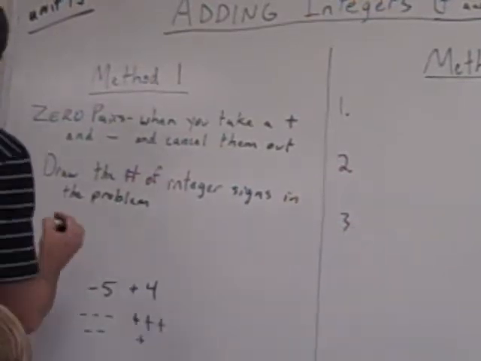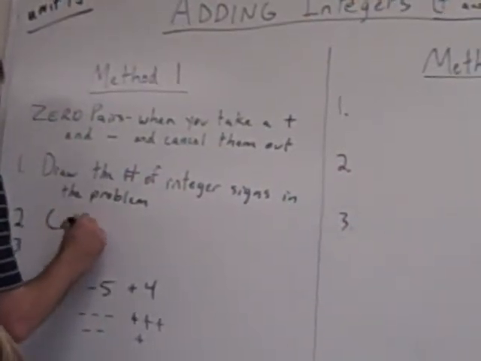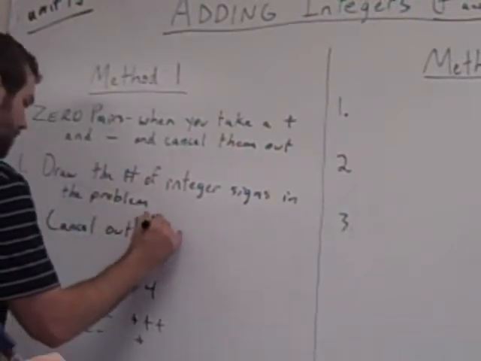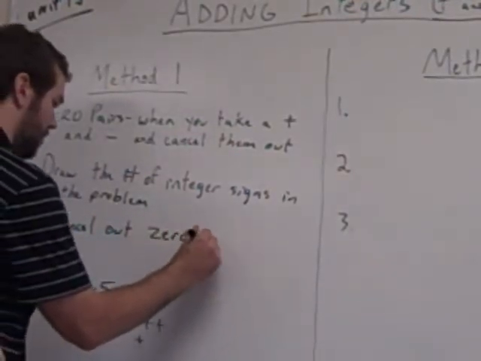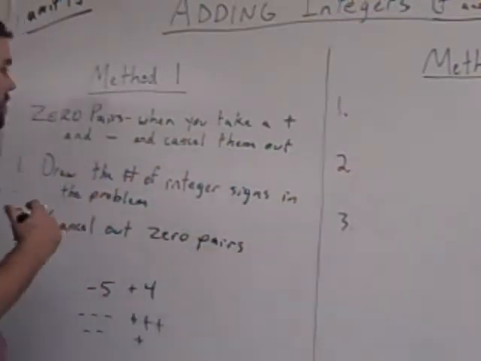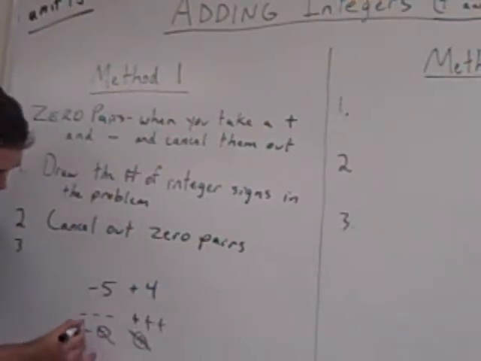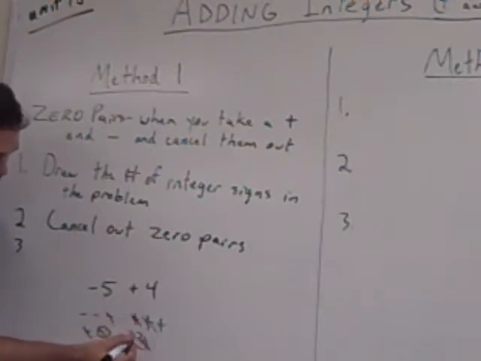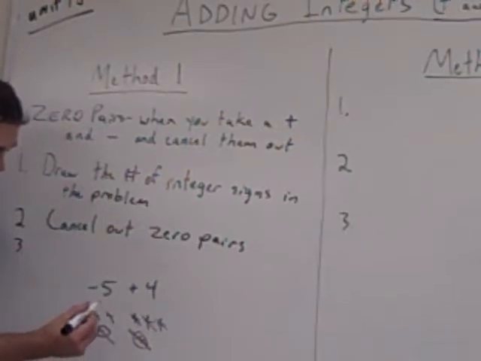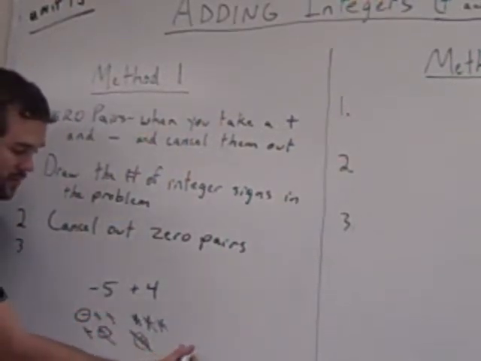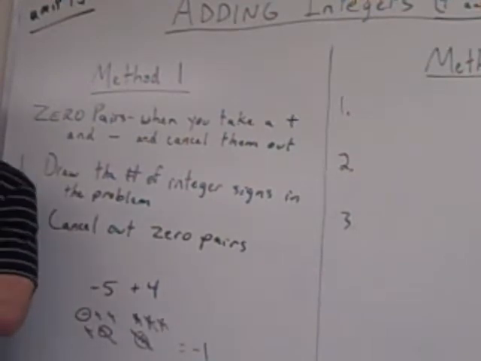The next thing I'm going to do is cancel out the zero pairs. The zero pair is a positive and negative, so the way I do that is here's one negative, here's one positive. Cancel those out. Do the same thing. One negative, one positive. One negative, one positive. What am I left with? One negative. And therefore, the answer is -1.